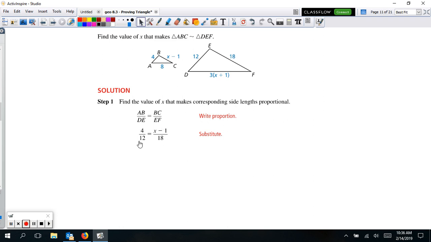x. Cross multiply, so we're going to have to do a little distributive property with 12 here. So we have 4 times 18, 12x, and then minus 12 there on that. So 4 times 18 is 72. And then we're just going to solve for x, so we'll add 12 and then divide by 12, basically, giving us 7. And that's all we needed to do, find the value of x.